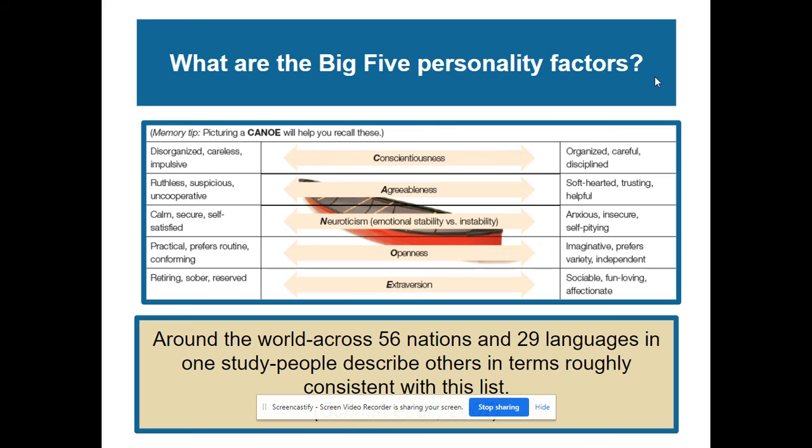ruthless versus soft-hearted, neuroticism, emotionally stable versus unstable. If you go back to Eysenck's two-factor theory, you see that stability versus instability, whether you're calm or very anxious, is on the spectrum. Openness: practical refers to routine or conforming, versus imaginative, where you prefer variety, and so on. And then you have extroversion, whether you're retiring, sober, reserved, or more social, fun-loving, and affectionate. Okay.